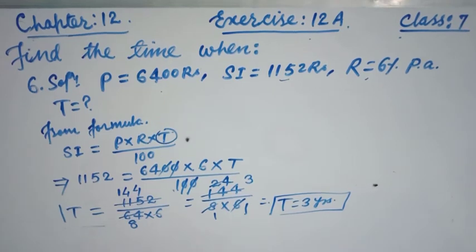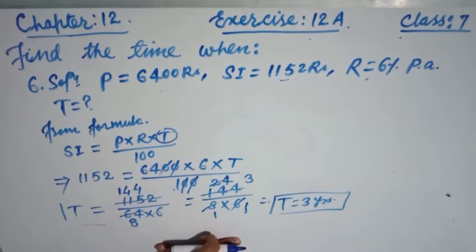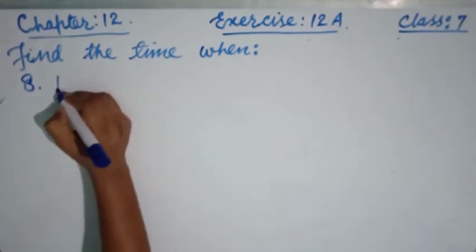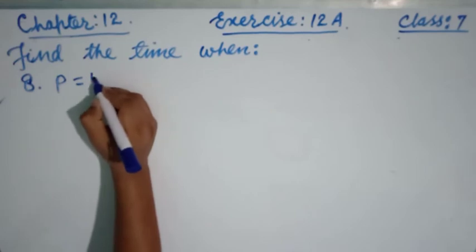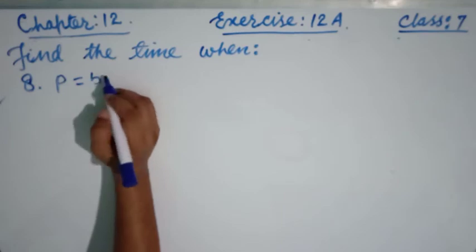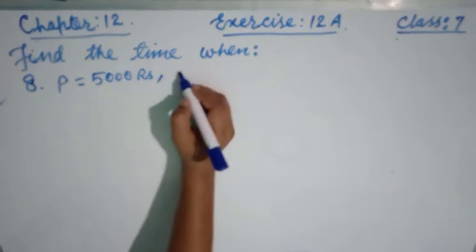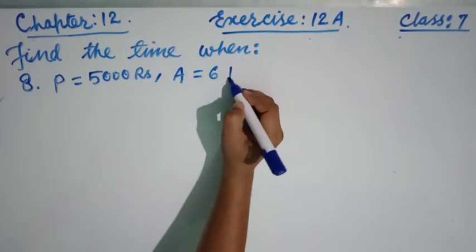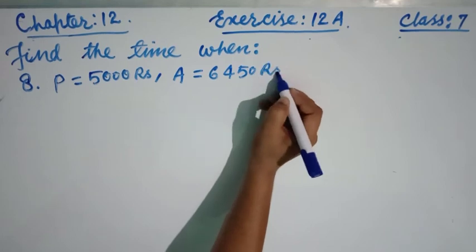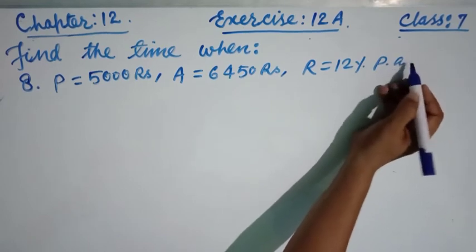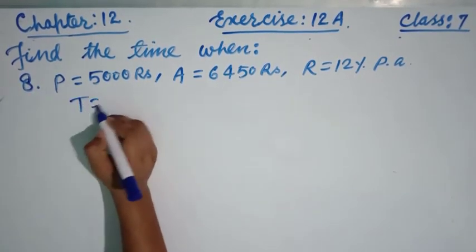Question number 7, question number 8. Now see question number 8; 7 is a similar question. Here, friends, question number 8 says principal P is equal to 5000, and amount A is given as 6450 rupees, and rate R is equal to 12% per annum. We have to find time, friends. T is equal to what?